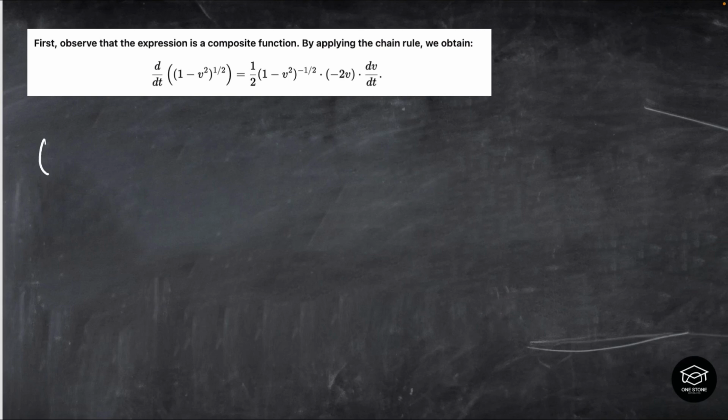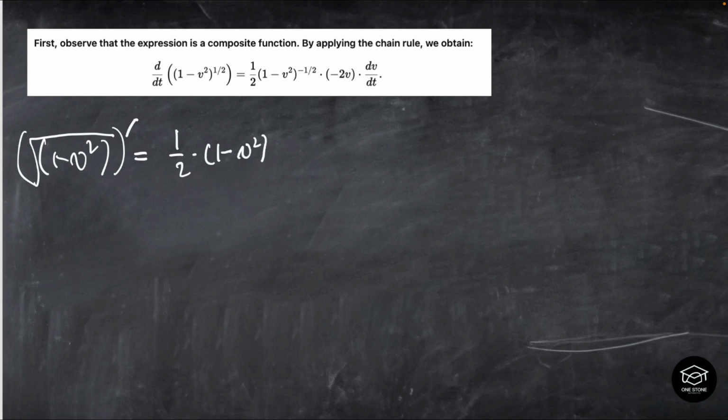The square root of 1 minus v squared. That's the same as saying 1 minus v squared raised to the 1/2 power. It's a composite function because there's an outer function and an inner function. The outer function is the square root, or 1/2 power, and the inner function is 1 minus v squared.